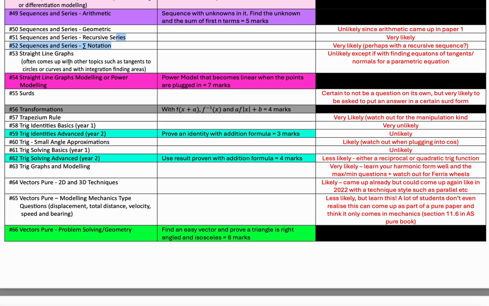Maybe tangents and normals to parametrics, that's possible. Surds, only if you're getting it in a certain form at the end of a question. That's come up already. Transformations. Trapezium rule, yeah, watch out for that. It seems to be getting a little bit harder the last few years.